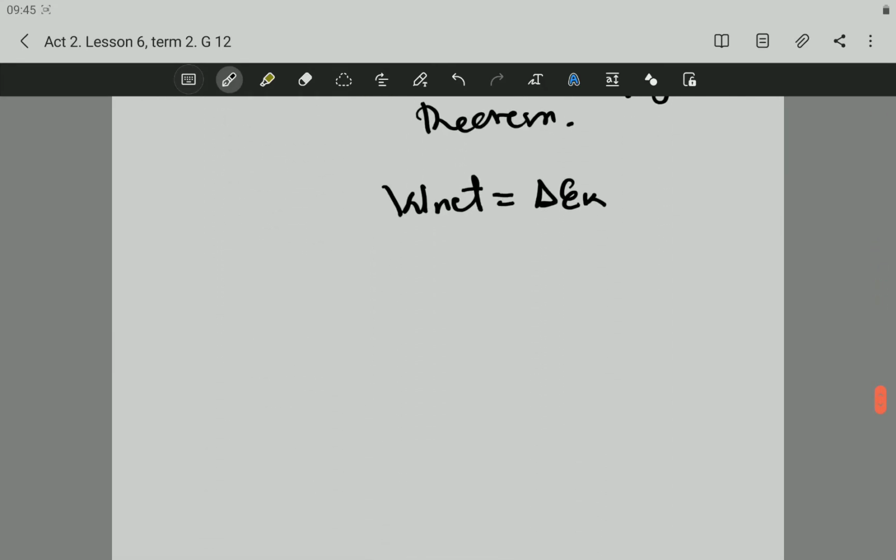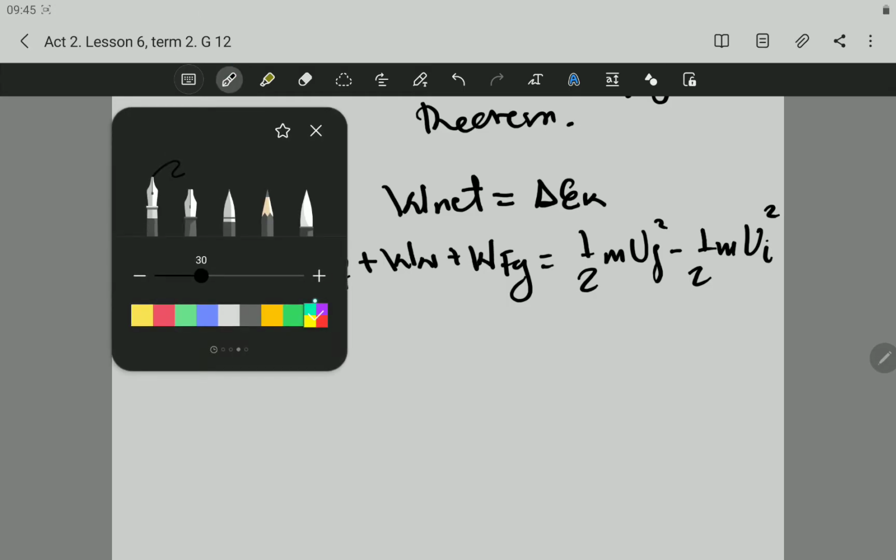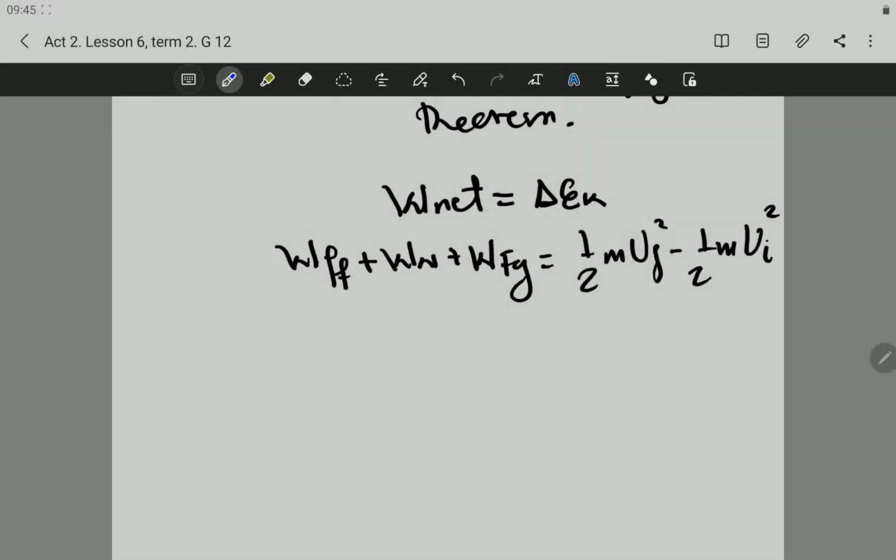So let's substitute here. We have the work done by the frictional force plus the work done by the normal force plus the work done by the gravitational force, and this is equal to half mass times final speed squared minus half mass multiplied by the initial speed squared. Now, let's go separately, just to understand better how to calculate the work done by the frictional force, the work done by the normal force, and the work done by the gravitational force. So let's begin with the work done by the frictional force.